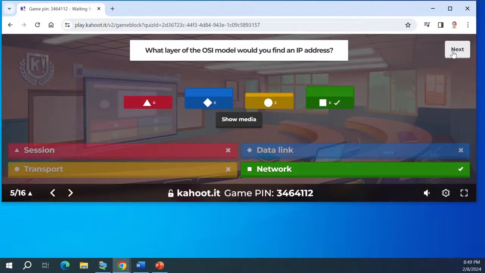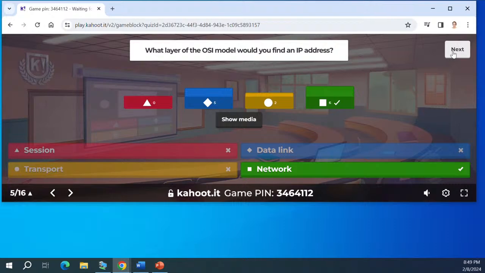So let's do the layers. Layer 1, 2, 3, 4, 5, 6, 7. Okay, so what layer are port numbers? Transport layer. Where are MAC addresses? Data link.